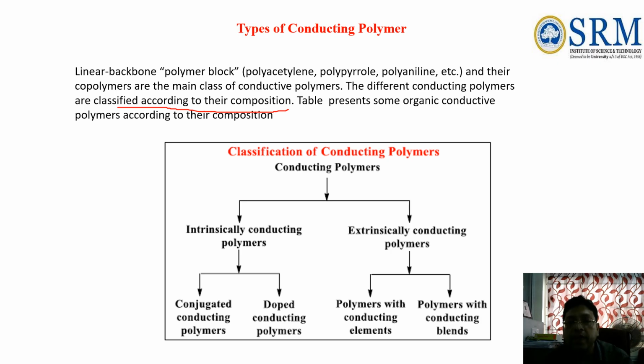Broadly, the conducting polymers can be classified into two categories. One is intrinsically conducting polymer and another is extrinsically conducting polymer. Intrinsically conducting polymers have electrical conductivity which is inherent in nature. And it has again a subcategory, the conjugated conducting polymers like polyacetylene, etc.